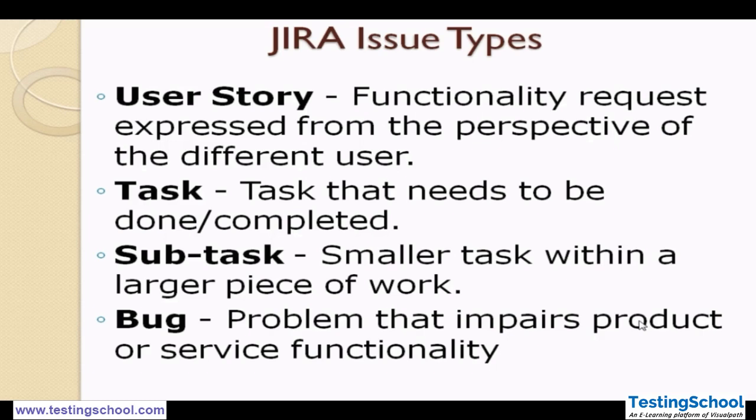Then we can create a bug. Bug means defect. So if any particular functionality is not working as intended or not working as expected, then we can create a defect against that particular user story. So let's say any user story is not working fine, then we can create a bug and we can relate that particular bug with that particular user story. We have to link a defect with the user story.